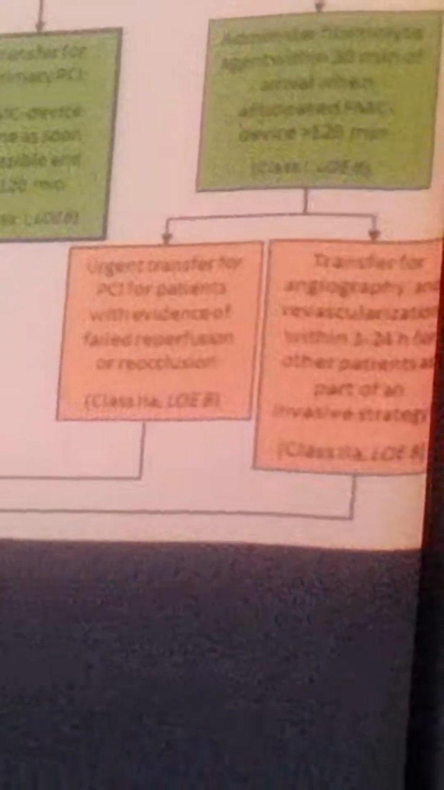First medical contact to device time should be as soon as possible, less than 120 minutes. Administer thrombolytic agents within 30 minutes of arrival when the anticipated time is more than 120 minutes.